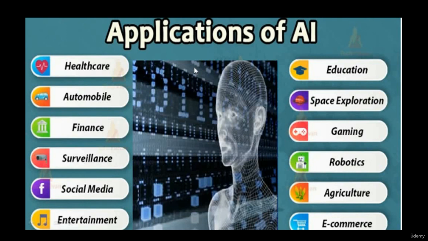In this chapter we discuss the applications of AI. How many applications use AI, and which domains does AI use? Actually, AI has a broad domain and is used in many areas, but a few of them are healthcare, automobile, finance, social media, entertainment, education, space exploration, gaming, robotics, agriculture, and commerce. These are a few of the most important areas where artificial intelligence and robotics are used.